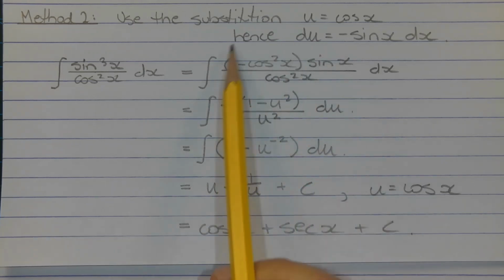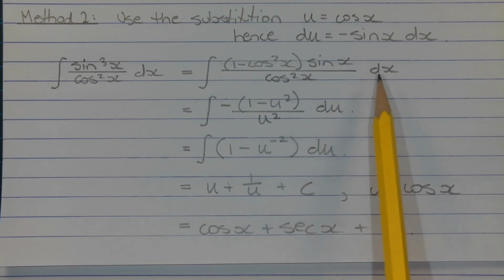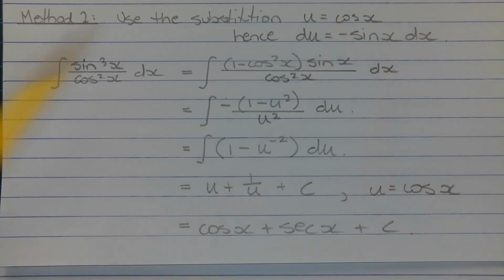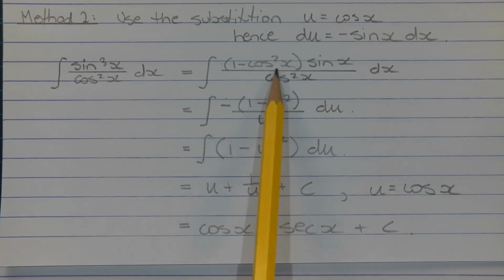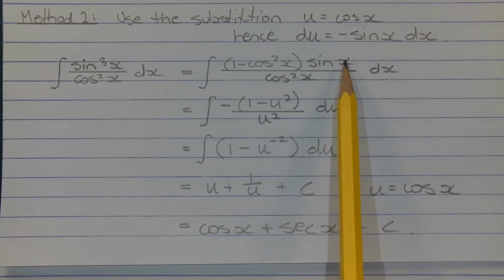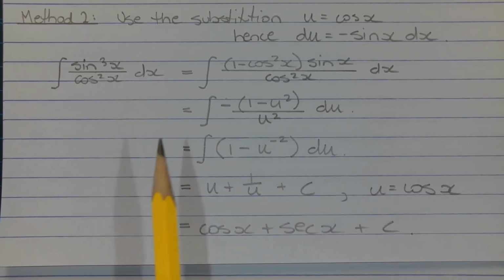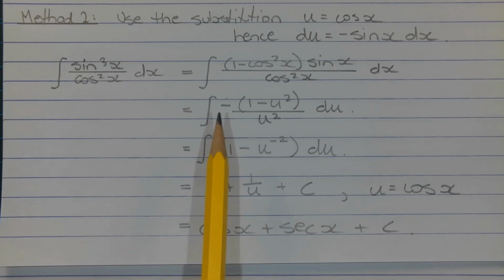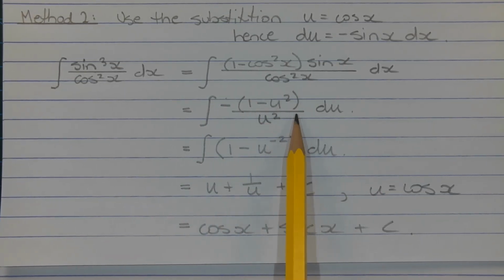So the integrand can be written as (1 minus cos² x) times sin x over cos² x dx. Now we can apply the substitutions. So where we see cos² x, there's one here in the numerator and one in the denominator, we can replace with u squared. And where we see sin x dx, we can replace with negative du. So that's our negative du here. There's the negative and there's the du. So expressing the integrand in terms of u, we have the integral of negative, open bracket, 1 minus u squared, close bracket, over u squared du.